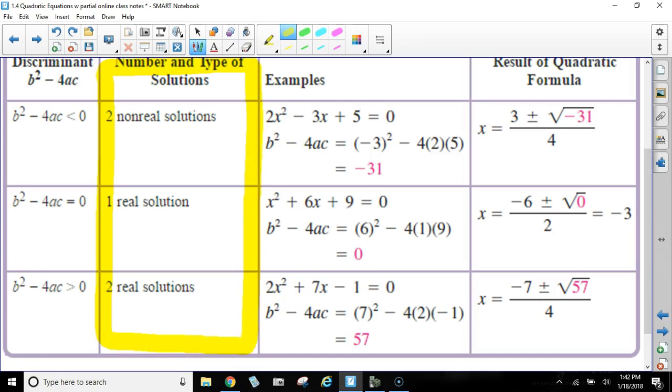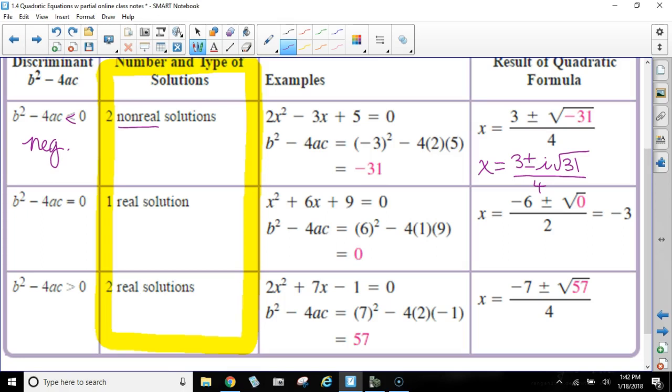Okay? Now, another way to write that, b squared minus 4ac is less than 0, that is a negative value for the discriminant. In that case, you're going to get two non-real solutions. These are going to be complex conjugates. Okay? So over here, the result after you had worked through this would be x is equal to 3 plus or minus i times the square root of 31 all over 4. You see the complex conjugates, right?